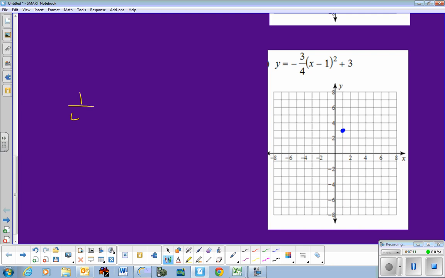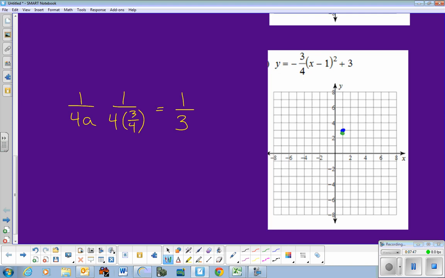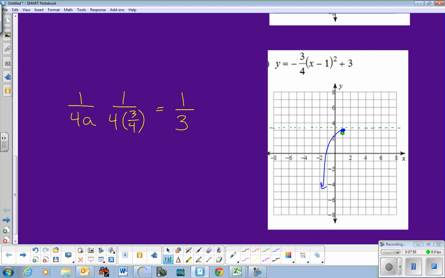I just want to do 1 over 4a, where in this case a is 3/4, giving me, cancel the 4s, 1/3. All right, so I just need to move 1/3 of a unit. And you'll notice that these distances are often pretty small on graphs that we can actually deal with. I need to move 1/3 of a unit up to get my directrix. Remember, this opens downward, so the focus is here, 1/3 of a unit down. The directrix is here, 1/3 of a unit up, and the parabola goes something like that. I didn't get that 3/4 perfectly, but it's going to go something like that.